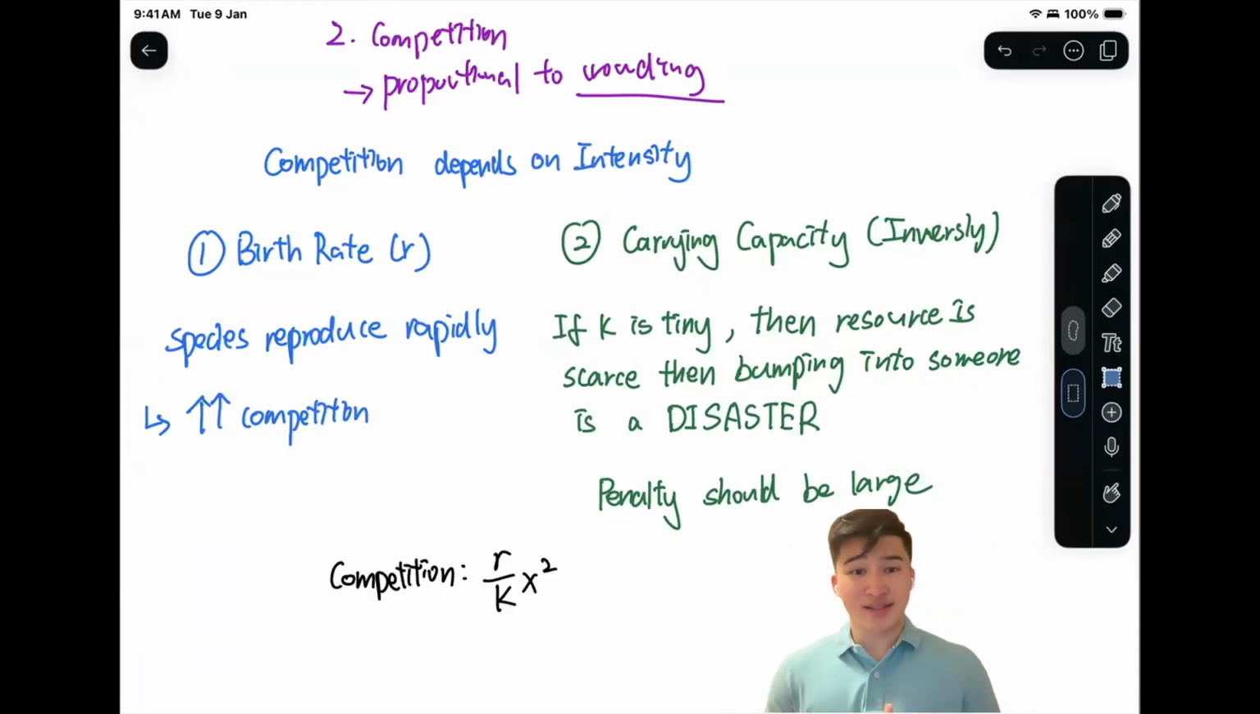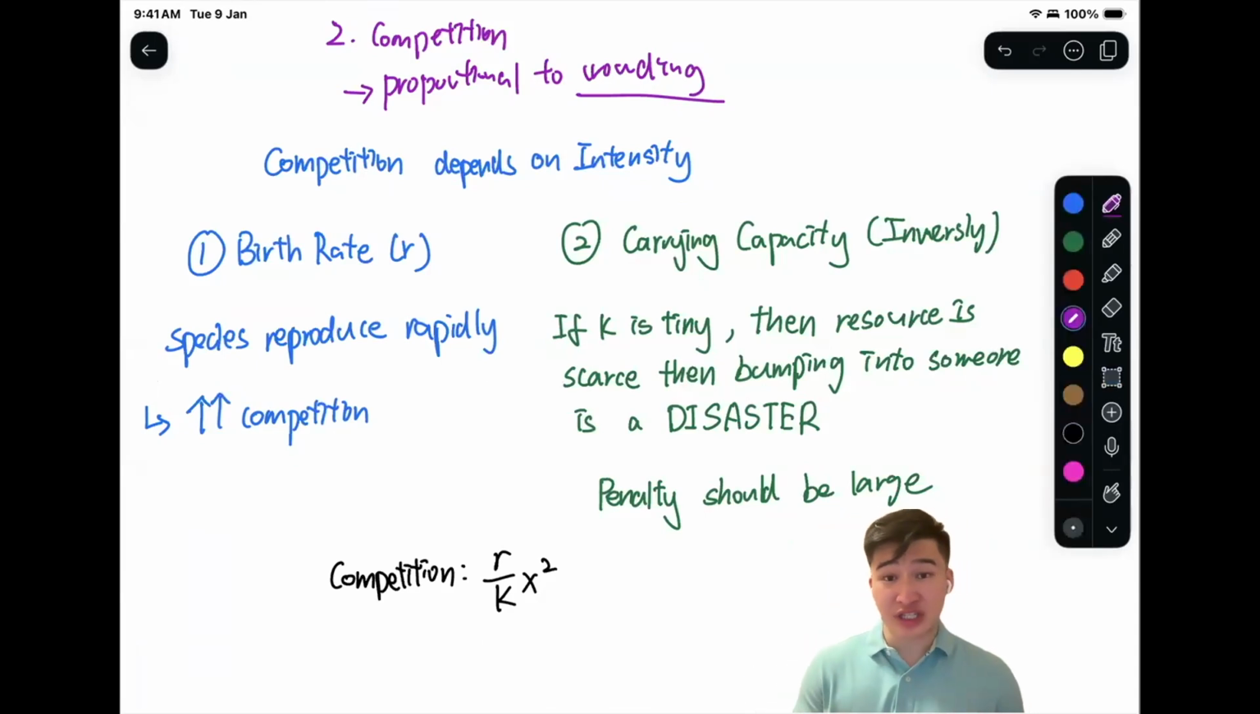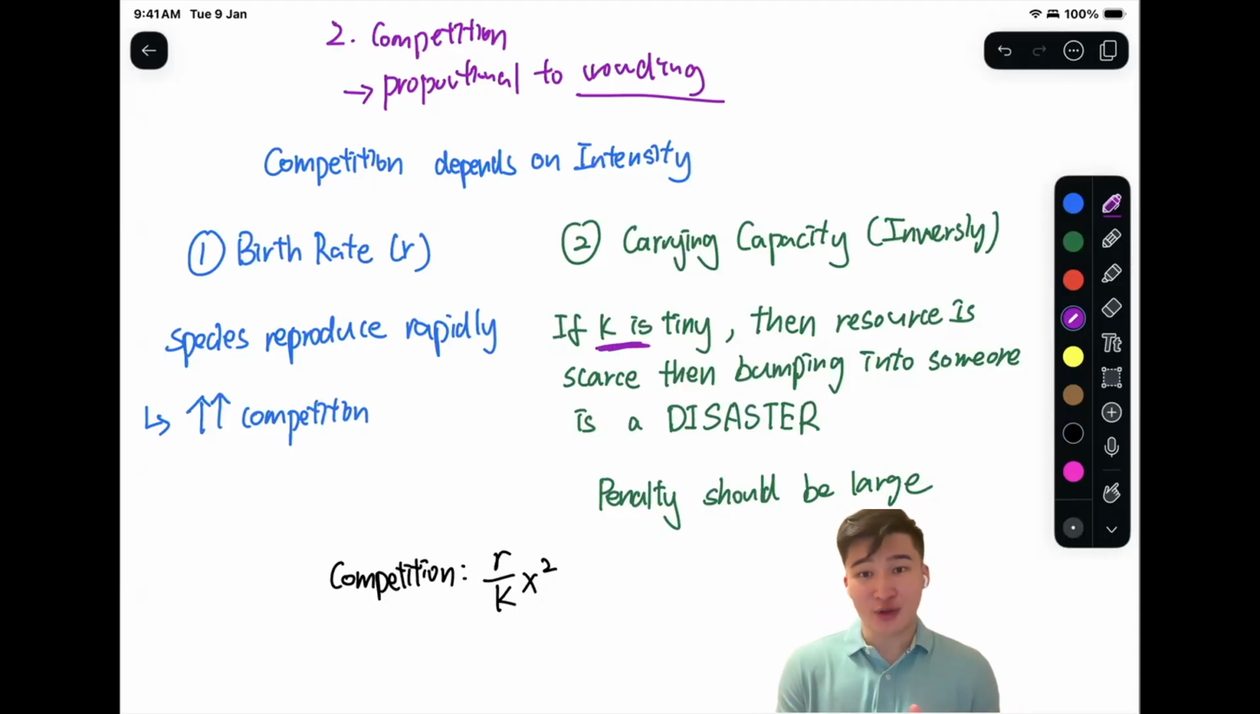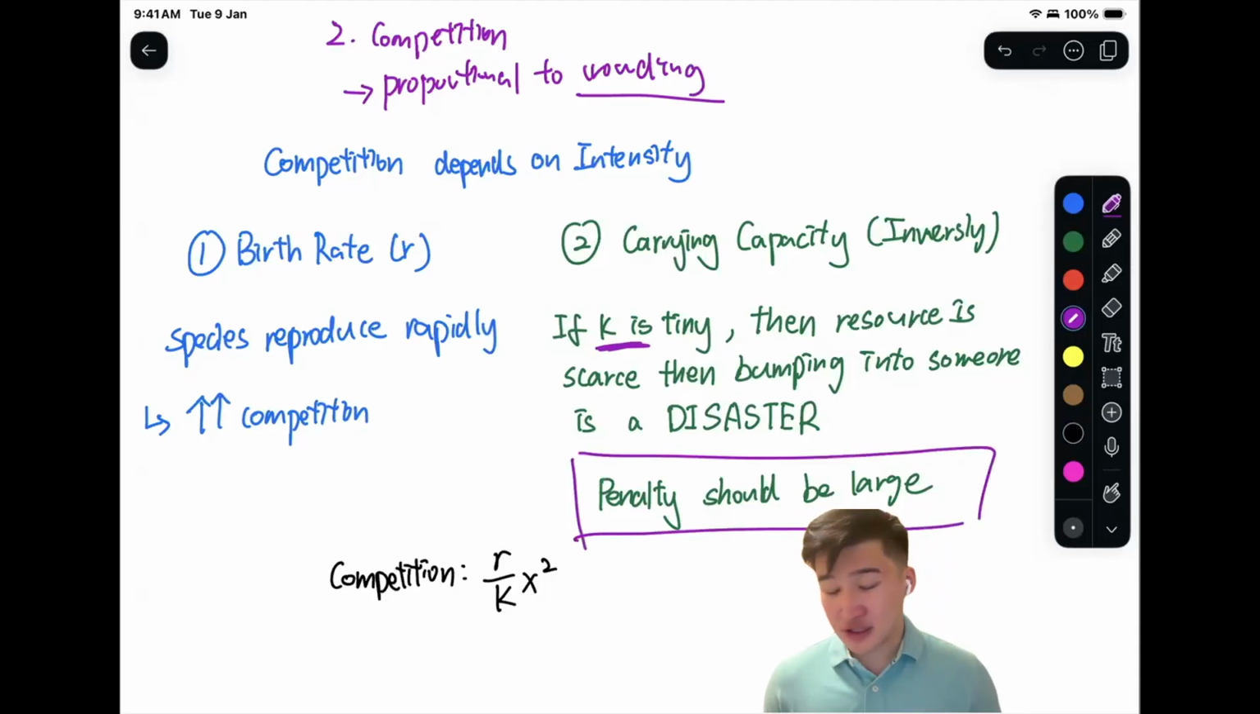And so here, we can see that competition depends on intensity, and intensity depends on 2 things. Number 1 is our birth rate again, right? Because if a species reproduces very rapidly, that means more people are going to come to the population, then there's a high chance that they're going to compete. So that increases competition. And number 2 is our carrying capacity. So like I just mentioned, if our carrying capacity is tiny, we don't have enough resource for everyone, and resource is scarce, then bumping into someone is going to be dangerous. Intensity of the fight is going to be way higher. So the penalty should be very large.